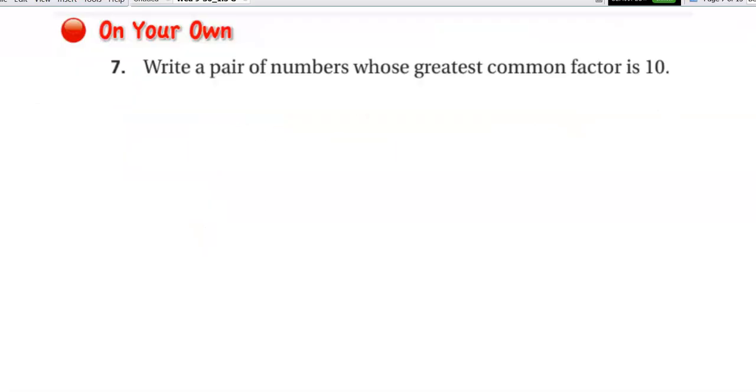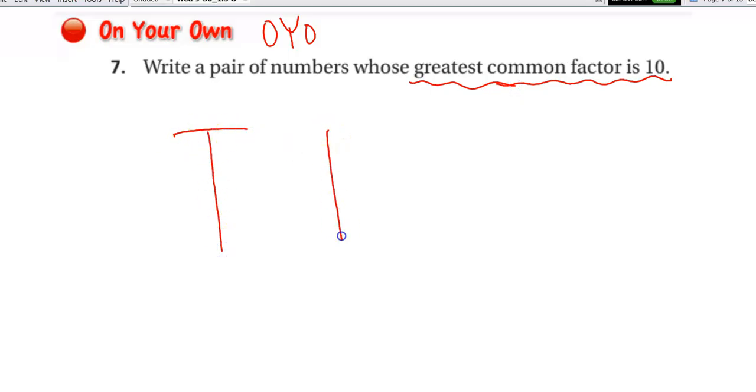All right, next. Okay, so this is an OYO. I want you, on your own, to try to come up with a pair of numbers whose greatest common factor is 10. So I'm going to set it up. I don't know if this will help you, but I like to always draw a picture. I start trying to picture something, and I'm picturing 10 and a 10 in a list of greatest common factors. And so this number and this number are the ones that I need to come up with.